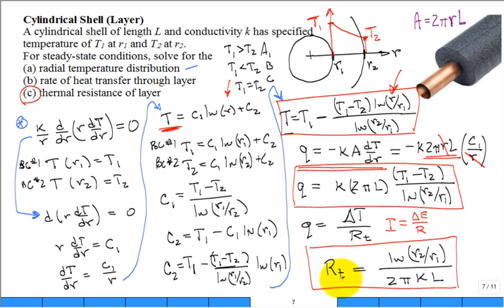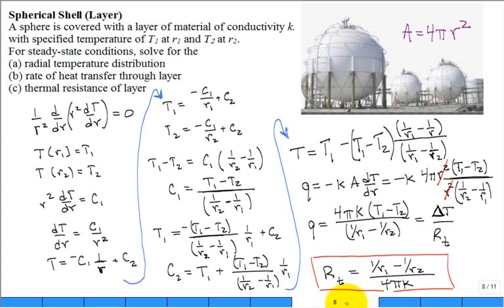You say, that's it. It's natural log of R2 over R1. What is R2? Outer radius. R1, inner radius, divided by 2 pi K. What's K? Thermal conductivity of material. And L, what's L? The length in that axial direction. So that's our thermal resistance. You ready to do it for a spherical?